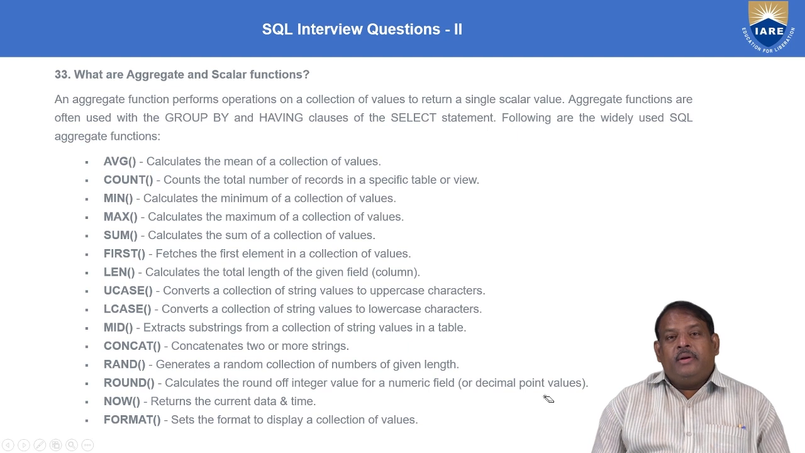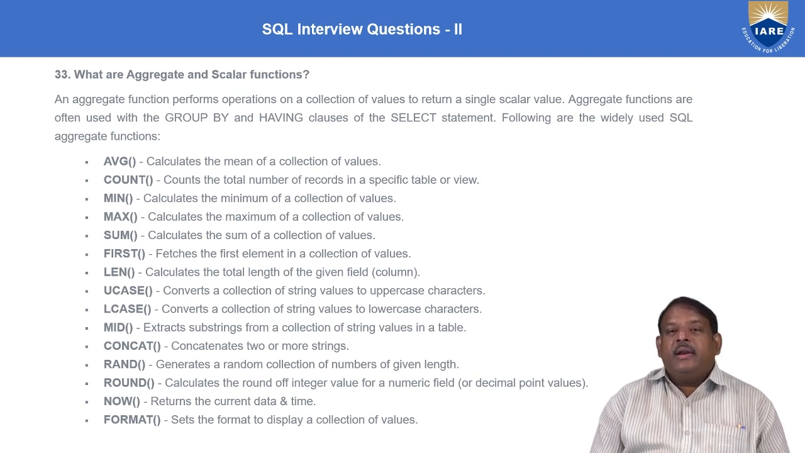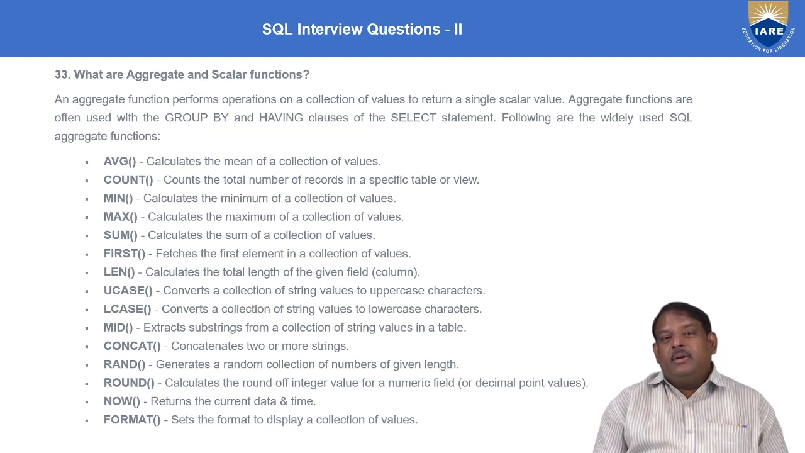We also have the rand function, or the random function, to give you a random number, and we have the round function, which calculates the round of an integer value for a numerical field. Now returns the current date and time. If you want to get the current date and time of a system, then we have to use the now function, and we have the format function.